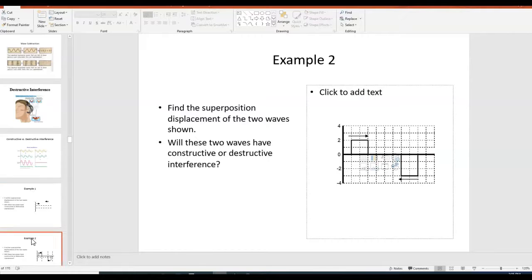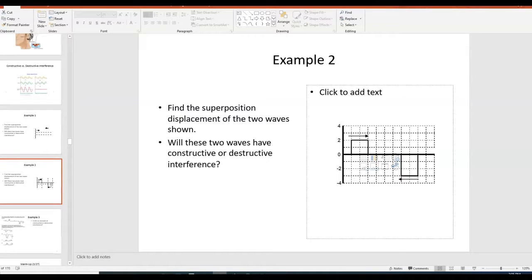Now example 2, let's see if you can figure out example 2 on your own. So pause it here, see if you can answer example 2. Okay, so example 2, find the superposition displacement of the two waves shown. The one on the left has a displacement of 2. The one on the right goes down 1, 2, 3 units, so it has a displacement of -3. And so when they superimpose, they add together, they're going to form a new wave of size -1. And now this is going to be destructive interference, because they're opposite signs. One is positive and one is negative. So that is it for example 2.